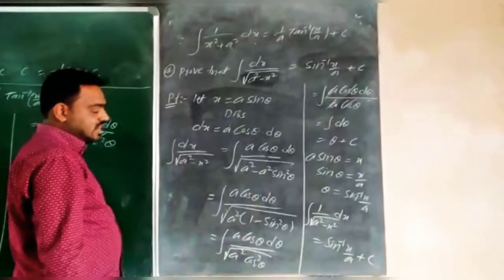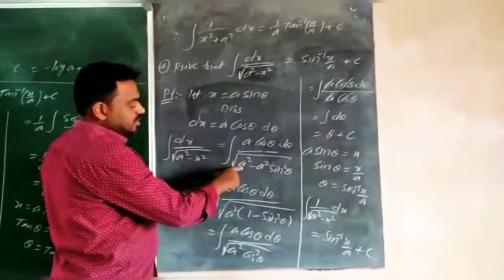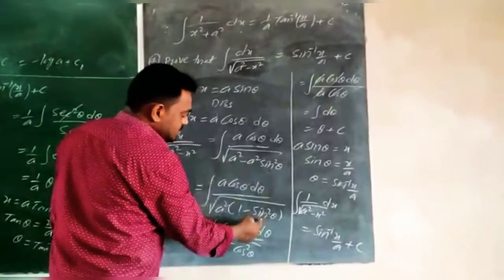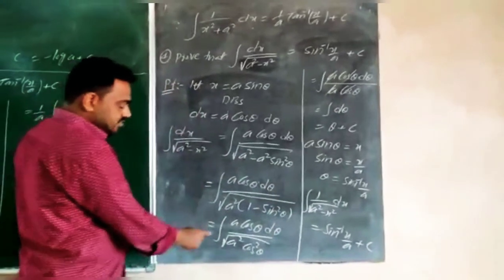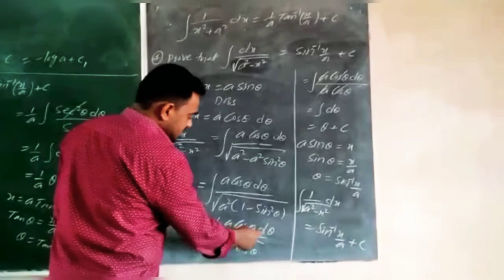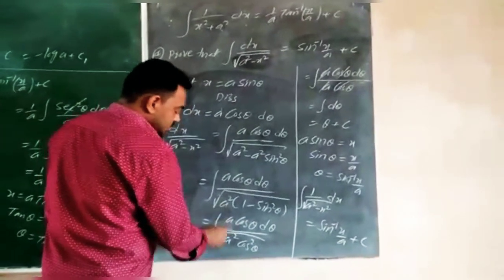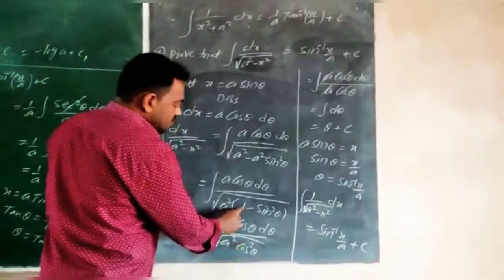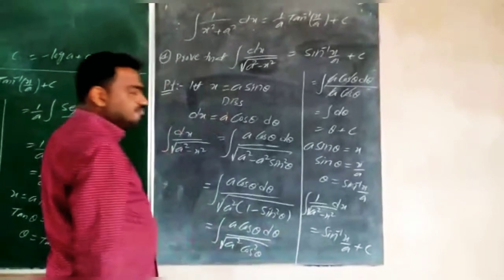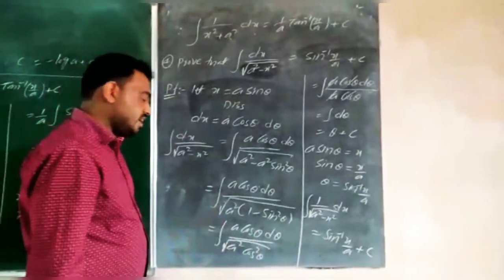In the square root, a square is common. So what remains here is 1 minus sin square theta. That is equal to the integration of a cos theta d theta. Here, a square into the square root of a square into 1 minus sin square theta is equal to what? Cos square theta, from the trigonometric identity.